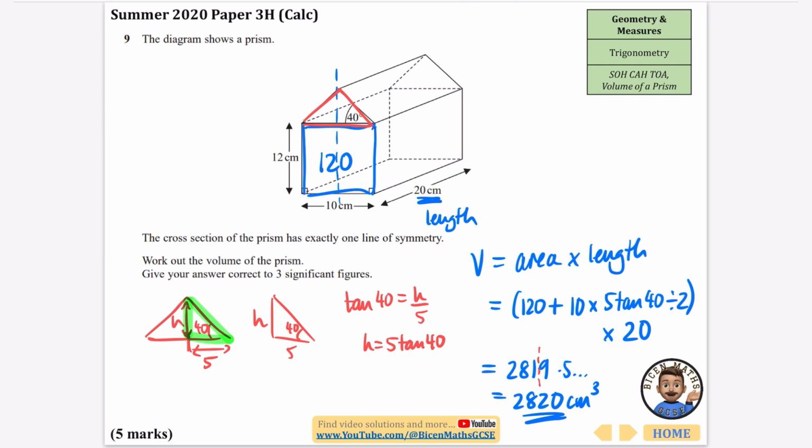And well done on doing a big chunk of revision on SOH CAH TOA. There's some pretty tough questions in here.